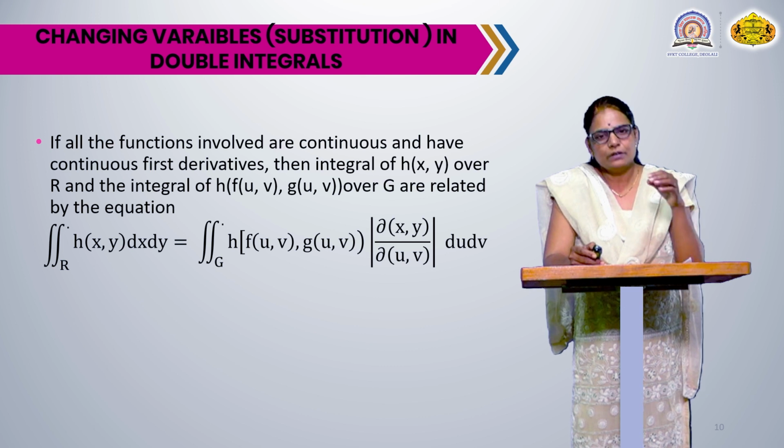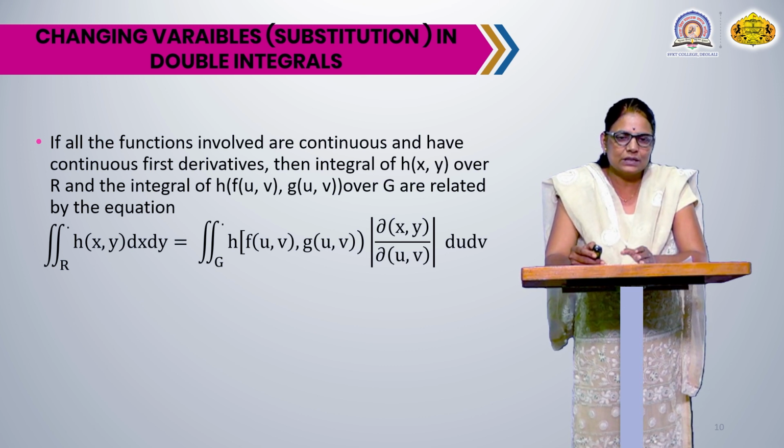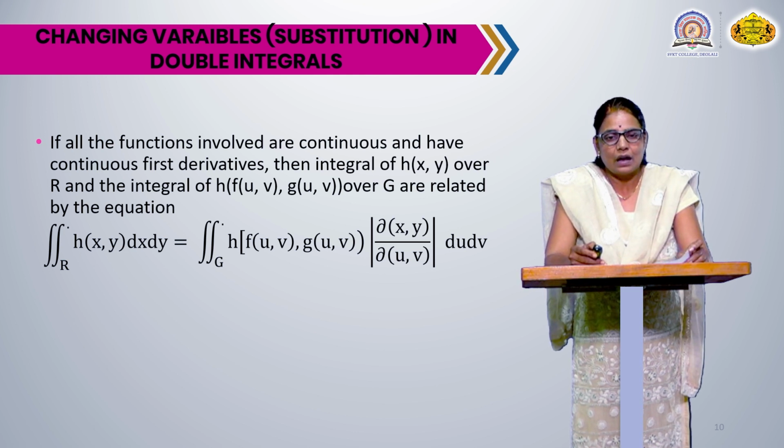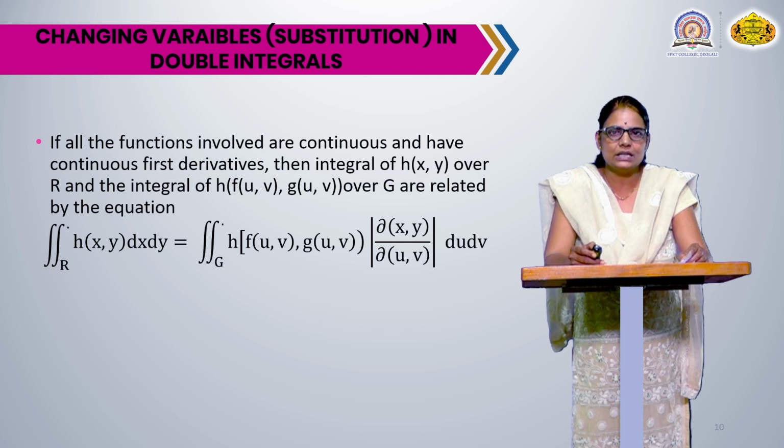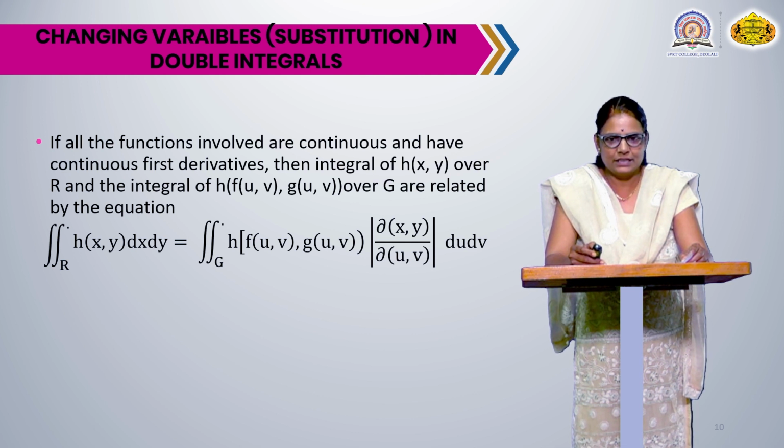So now if all the functions involved in the transformation are continuous and have continuous first order partial derivatives, then the integral of h of x y over the region R in the xy plane and the integral of h of f of u v comma g of u v over the region G are related by the equation: double integration of h of x y dx dy over region R is equal to the double integration of h of f of u v comma g of u v times the absolute value of the determinant of partial x y upon partial u v, times du dv over the region G.